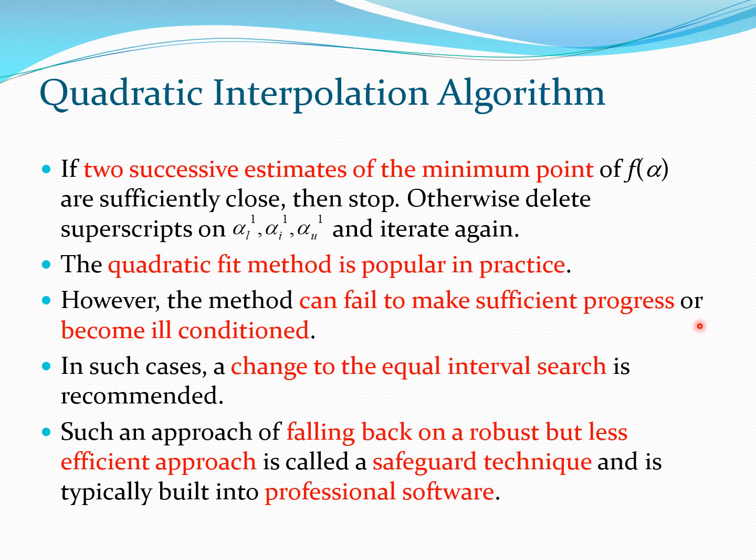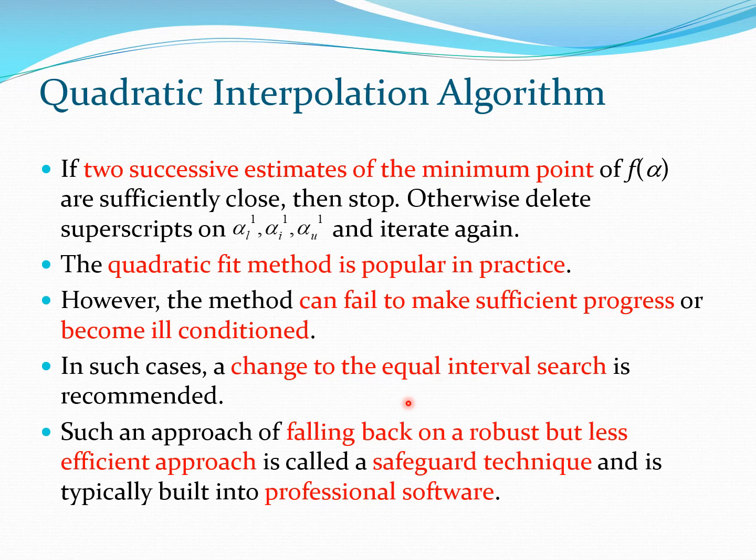However, this method can fail to make sufficient progress or also become ill conditioned, and that is because you cannot predict exactly how the quadratic fit is going to look like in a small neighborhood of the particular point, because you are relying on these 3 points alpha L, alpha U and alpha I to form the quadratic fit, and depending on the particular values of some of those coefficients A1, A0 and A2, your method may work or may not work. So in such cases that you have an ill-conditioned situation, you can switch to a zero order method such as equal interval search, and whenever you switch to such a method, it is going to be a robust method.